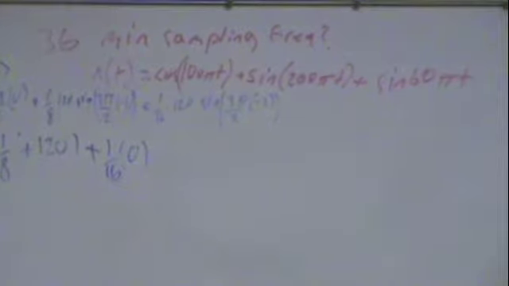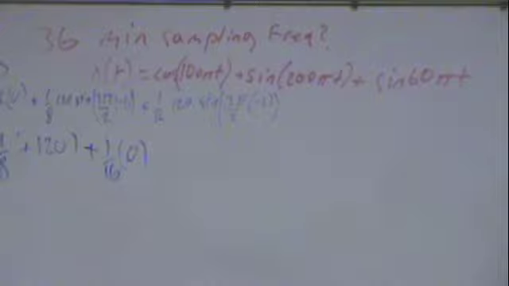Cosine of 100 pi t plus sine 200 pi t plus sine 60 pi t. So we're looking for the minimum sampling frequency. Anybody remember how to do that? No. Resounding no. All you have to do is take the largest frequency and multiply it by 2, and there you go. Minimum sampling frequency. So 400. So you would think that.